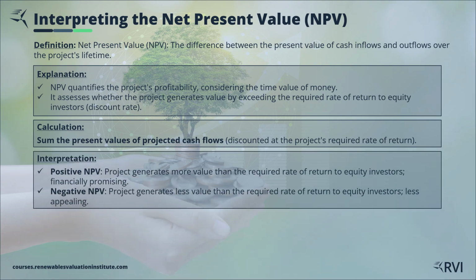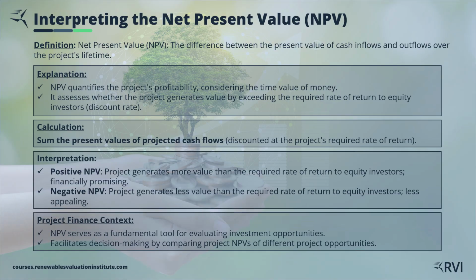Positive NPV means that we are creating value above the required return, and negative NPV means that we are destroying value versus that hurdle. In project finance, NPV is helpful for comparing scenarios and structures, because it converts everything into a single value metric at the investor's minimum return. Now let's move back to Excel and implement the NPV.